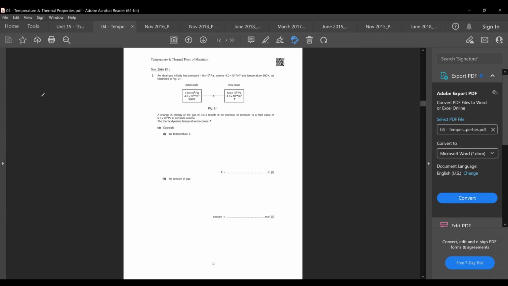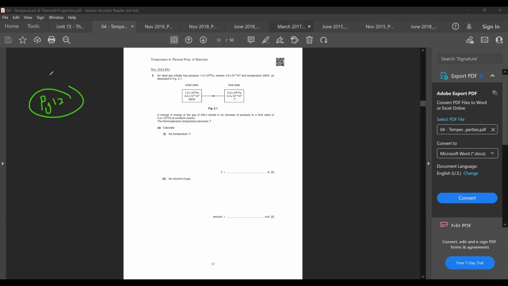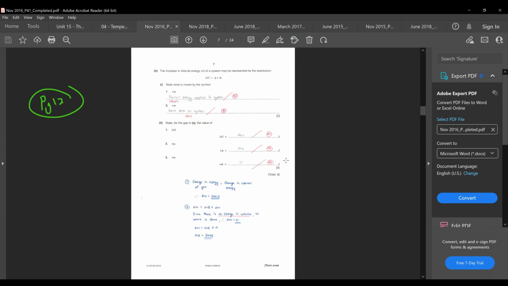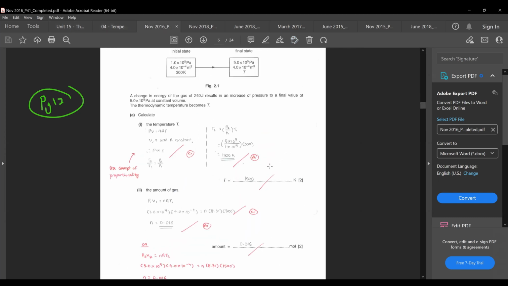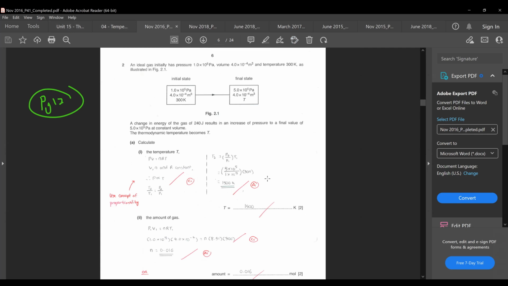Just have a short look at page 12 of your worksheet. This is November 2016 P41. The first part of your question is actually related to ideal gas.